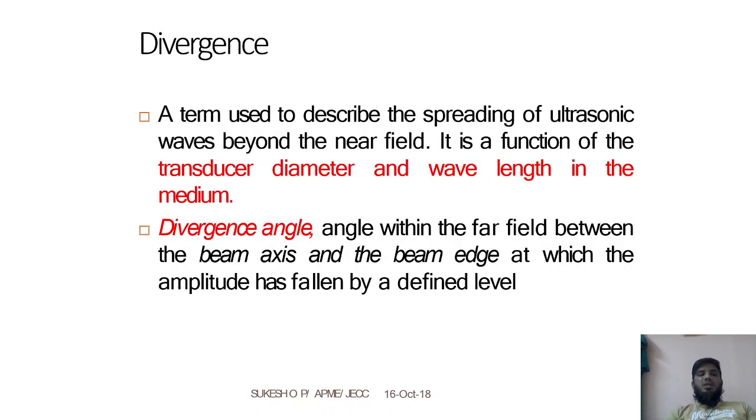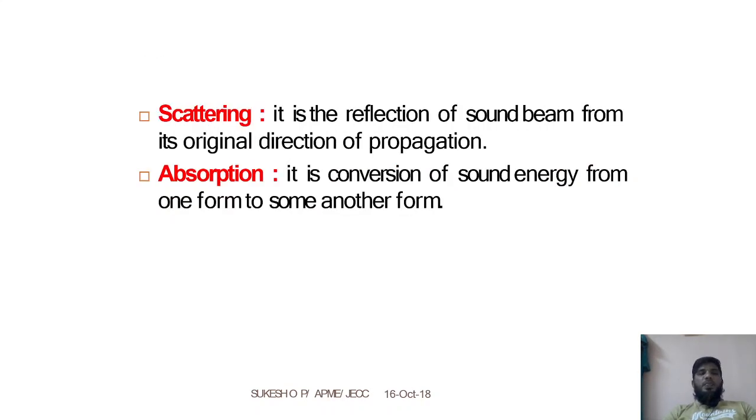Divergence is the term used to describe the spreading of ultrasonic waves beyond the near field. It is a function of transducer diameter and the wavelength in the medium. The divergence angle is how far the beam diverges from one surface. For example, if you open a tap, the water is initially thick, and when it goes down, the water diverges. That is the diverging angle.